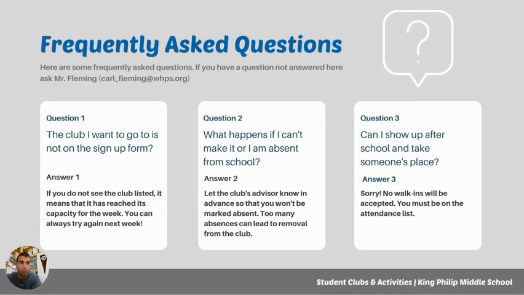Some frequently asked questions. The club I want to go to is not on the sign-up Google form. If you go to sign up for, let's say, flag football and you don't see it on the Google form, that's because it's automatically set to disappear once it's full. So that means that it's hit its allotment of its enrollment cap for that week. So if you don't see it, you can always try again next week.